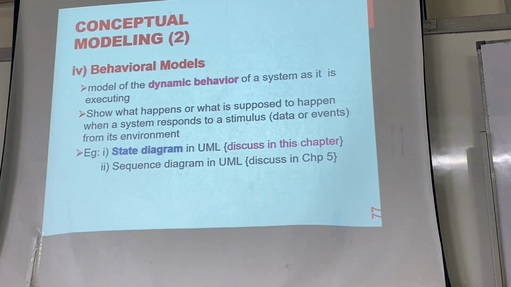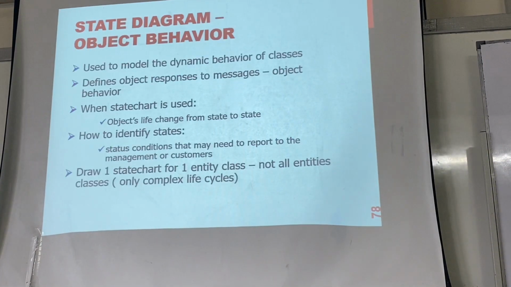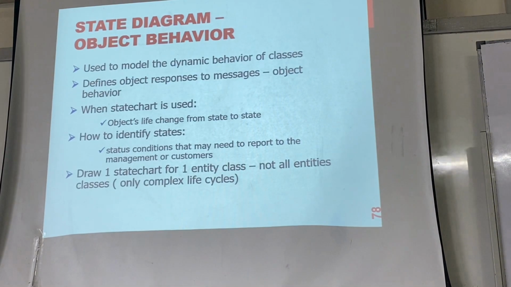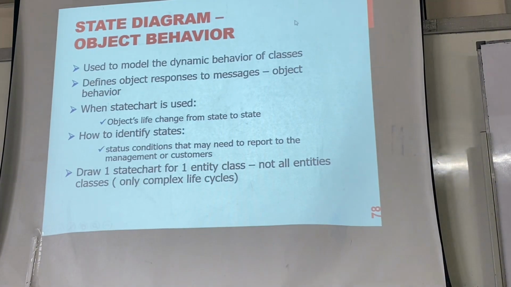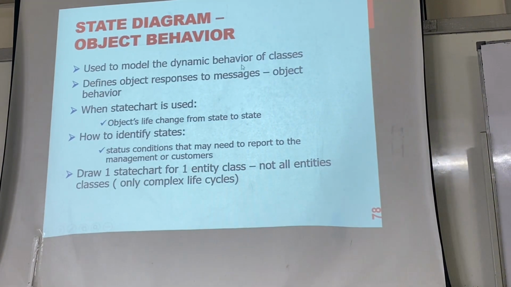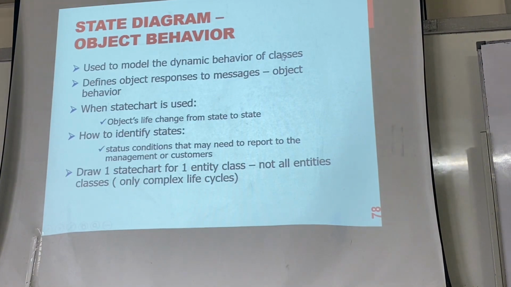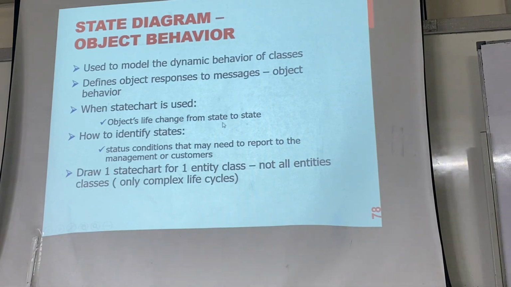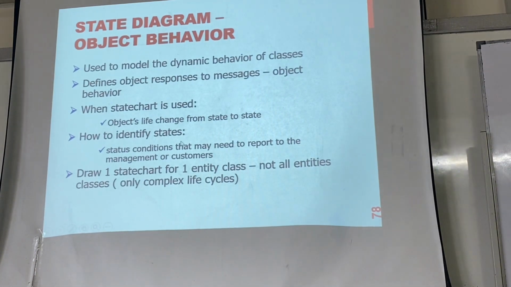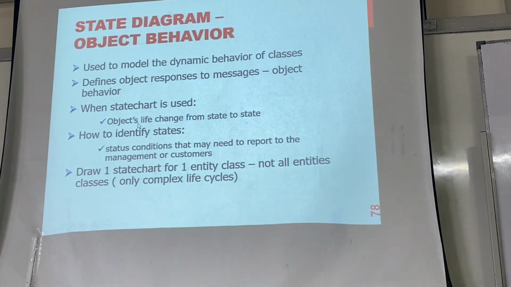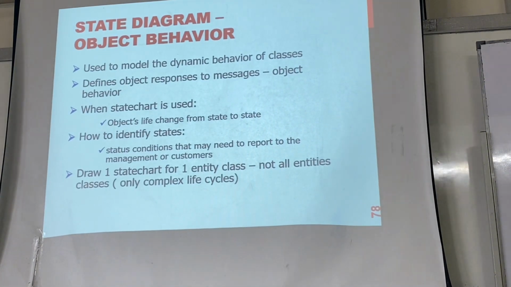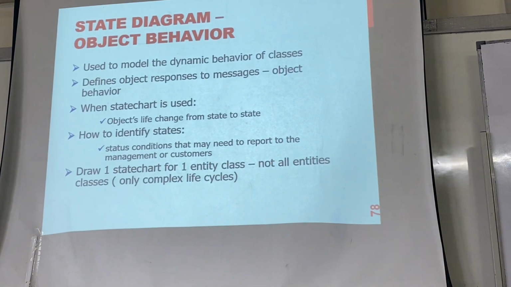Now today our concern is the state chart. State chart or state diagram. There are so many names: state diagram, state chart diagram, state machine diagram. All the same diagram. It is used to model the dynamic behavior of classes, also known as objects. It defines object responses to messages and how the behavior changes. When a state chart is used, the object's life changes from one state to another state. How to identify the states? Conditions. What conditions make the state change from one to another? We will see a lot of examples to make you understand.